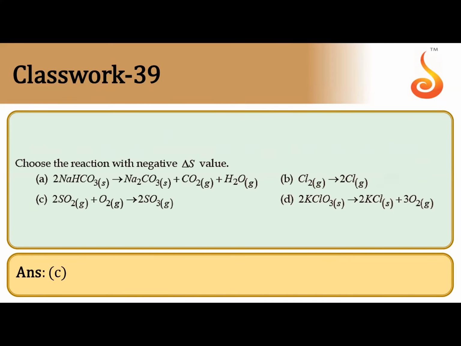Choose the reaction which has negative delta S value. For this equation, gas 1 mole to 2 moles, so delta S is positive. For this, gas 2 moles to 1 mole, positive. For this, reactant 2 moles to product 1 mole, delta S negative. Correct. Option D, delta S positive. Therefore, option C is correct. Can you note it down? Next slide.